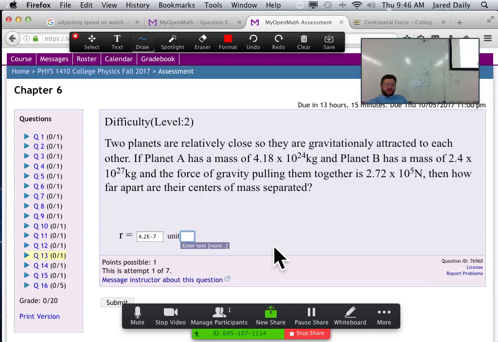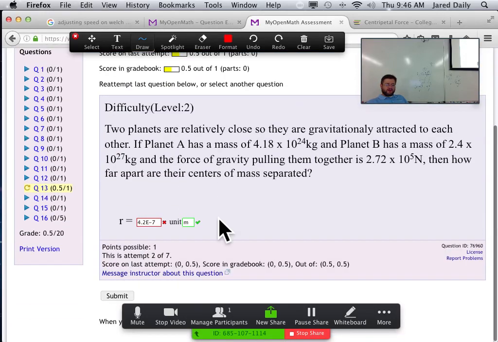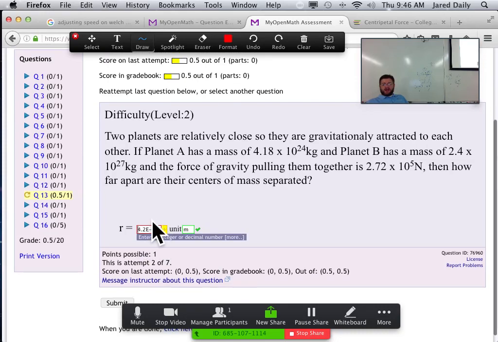And units, meters, or something like that. Let's see what happens. I don't know what the number is supposed to be here. What is it? I think it's a capital E, like that. I don't know, what should this number be?